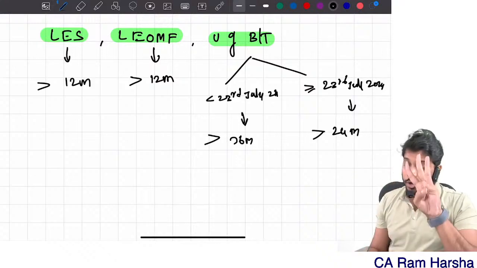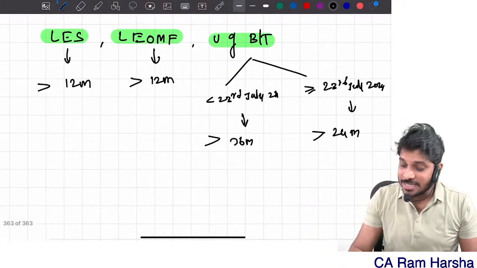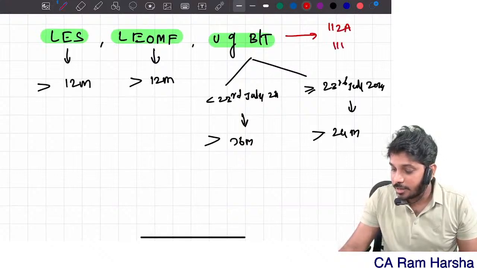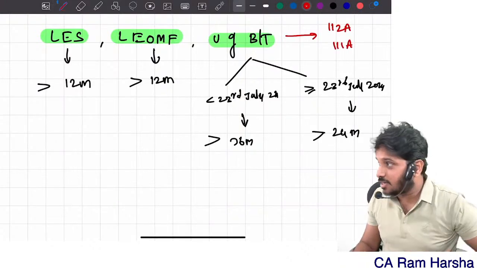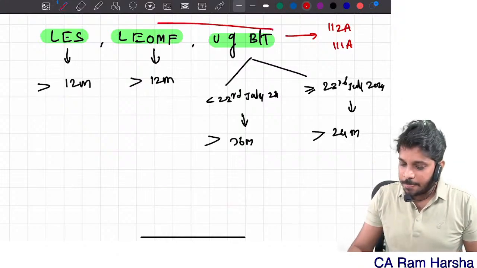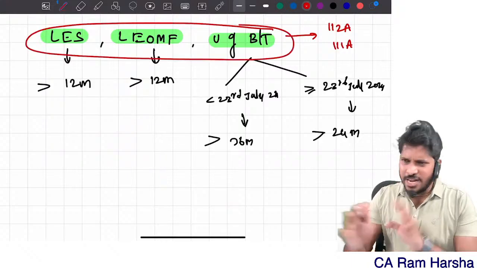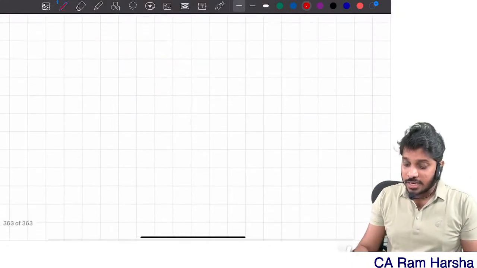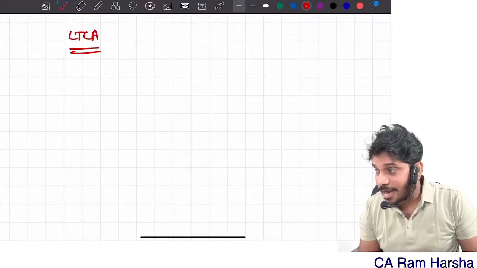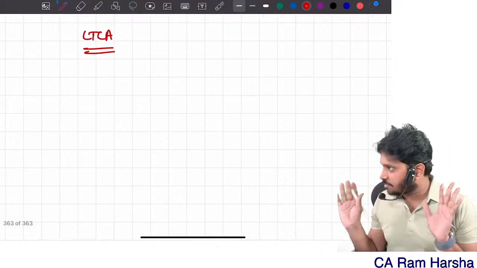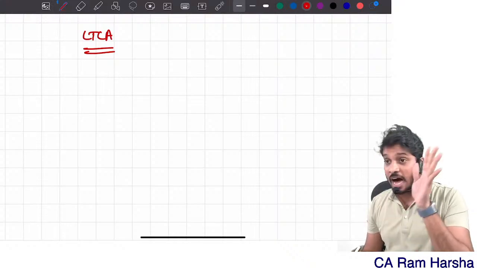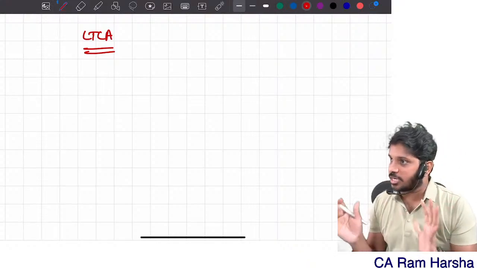Correct? Now look at these three assets. These three assets are covered under two sections, 112A and 111A. Sir, I sold these three assets. Suppose it is a long-term capital asset, held for more than 12 months before I sold it.